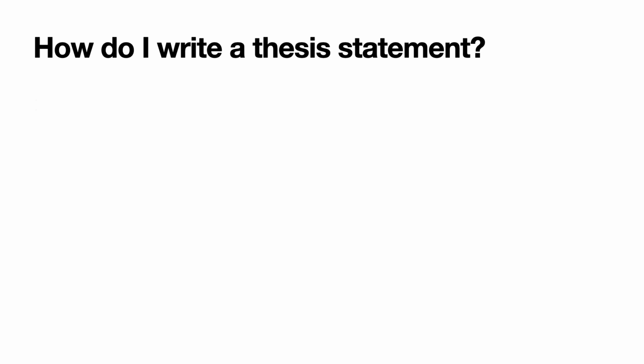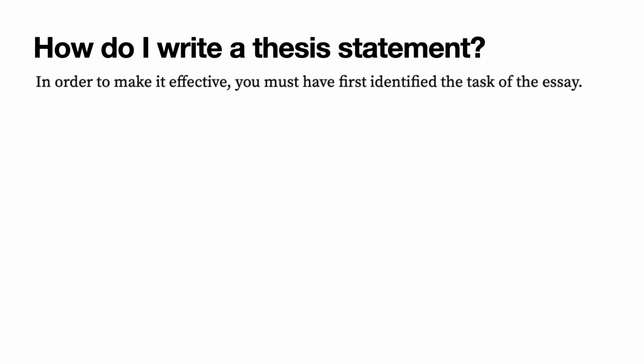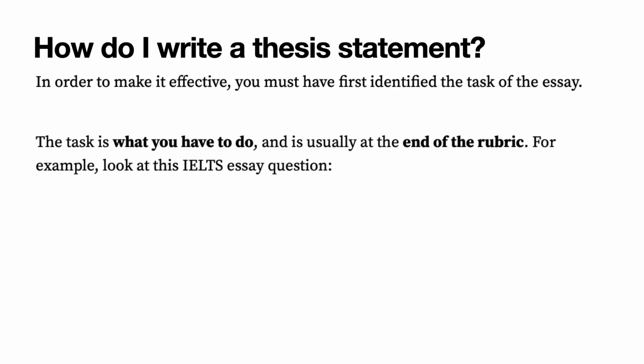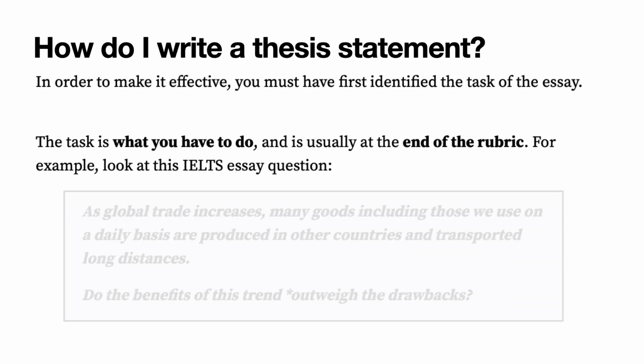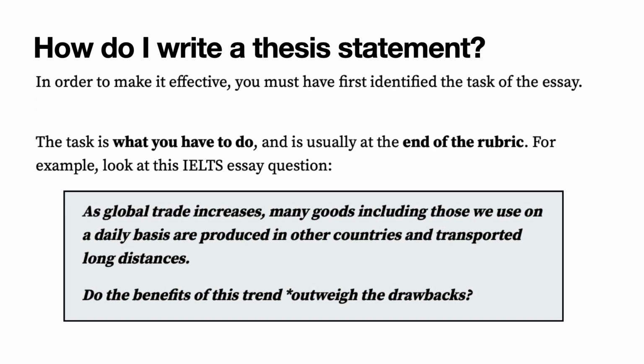So how do you write a thesis statement? In order to make it effective, you must have first identified the task of the essay. The task is what you have to do and is usually at the end of the rubric. For example, look at this IELTS essay question or rubric. So as global trade increases, many goods, including those we use on a daily basis, are produced in other countries and transported long distances. Do the benefits of this trend outweigh the drawbacks?